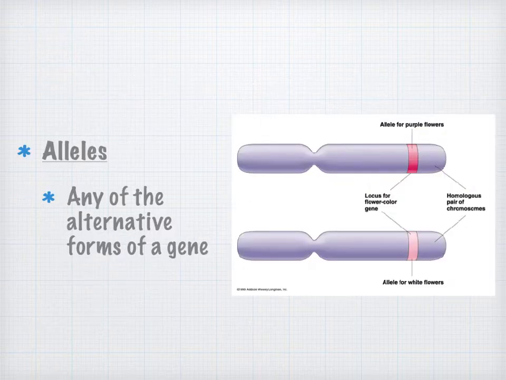Alleles are any of the alternative forms of a gene. For example, this gene here codes for flower color in this particular species. On this side, the allele is for purple flowers, and on this side, the allele is for white flowers. So same gene, same location, but just a different version of the gene. One being purple flowers, one being white.